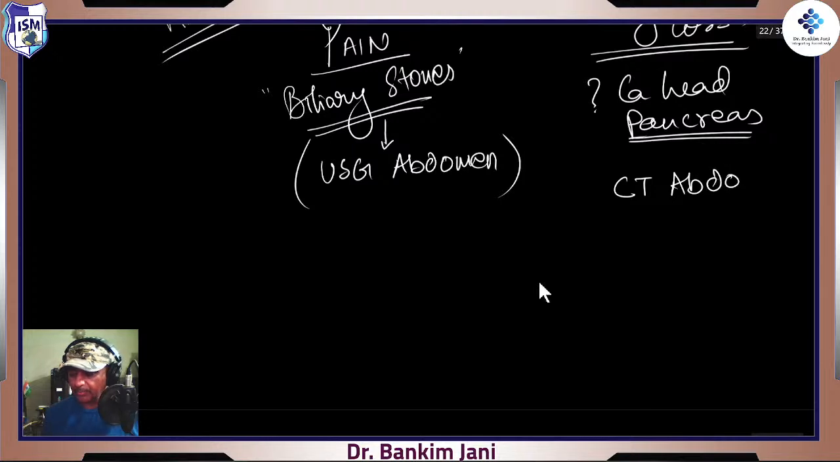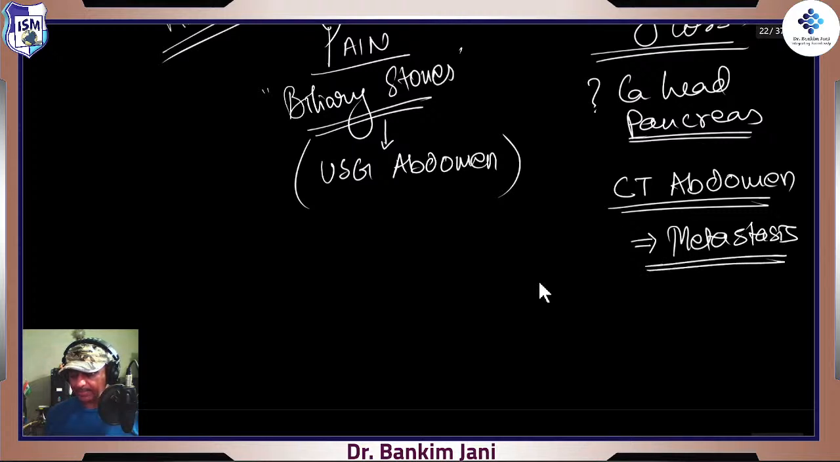Why CT abdomen? It is because we don't want just to see the carcinoma of head of pancreas. Because it is a fast spreading carcinoma, we would definitely like to see the secondaries, metastasis, because that will help us to plan the entire treatment. So this is the reason the history is so important.